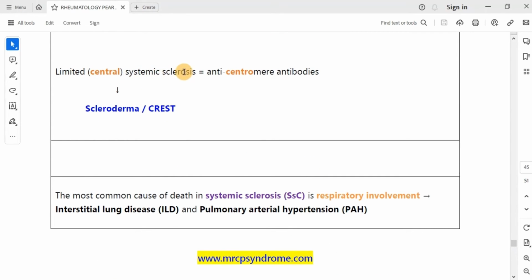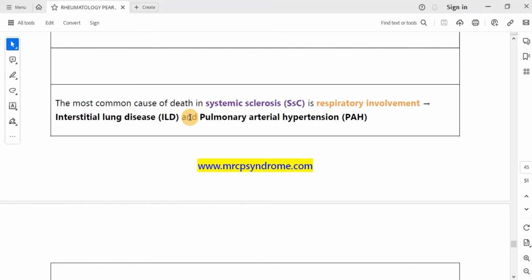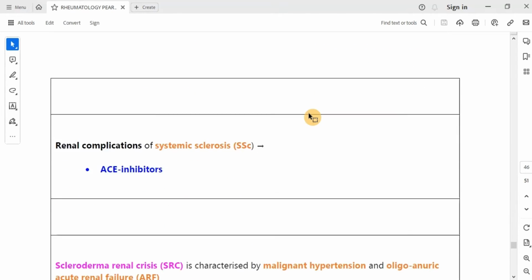Limited systemic sclerosis, that is the CREST type, will have anti-centromere antibody positivity, and the diffuse cutaneous will have anti-Scl70 positivity. And limited cutaneous is usually associated with scleroderma or the features of CREST. The most common cause of death in systemic sclerosis is respiratory involvement, interstitial lung disease, and pulmonary arterial hypertension.